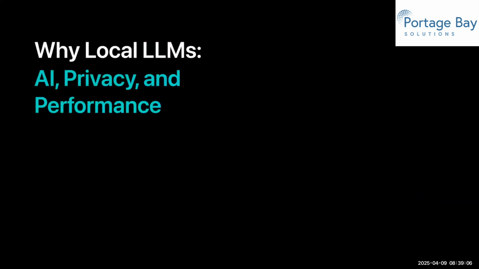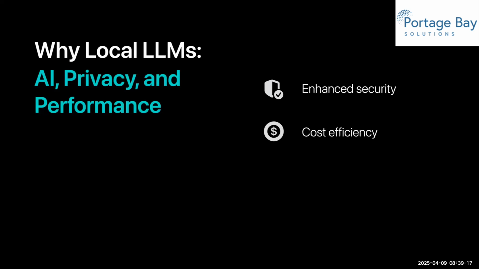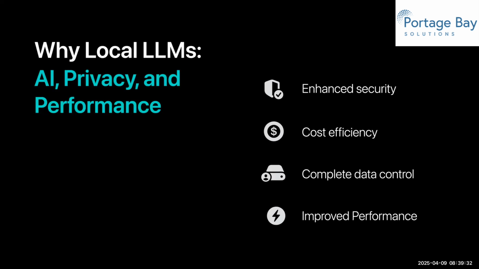Why choose local LLMs? The answer comes down to 4 core advantages. First, you have enhanced security. Your data stays on your hardware, drastically reducing the risk of breaches. Second is cost efficiency. You can say goodbye to those unpredictable usage fees and embrace a more manageable and often lower total cost. And third is complete data control. You're in charge and you decide how your data is used and who has access. And finally, improved performance. Local processing means lower latency and reliable operation, regardless of internet connectivity. These are the 4 pillars that form the foundation of why local LLMs are a game changer for FileMaker development.